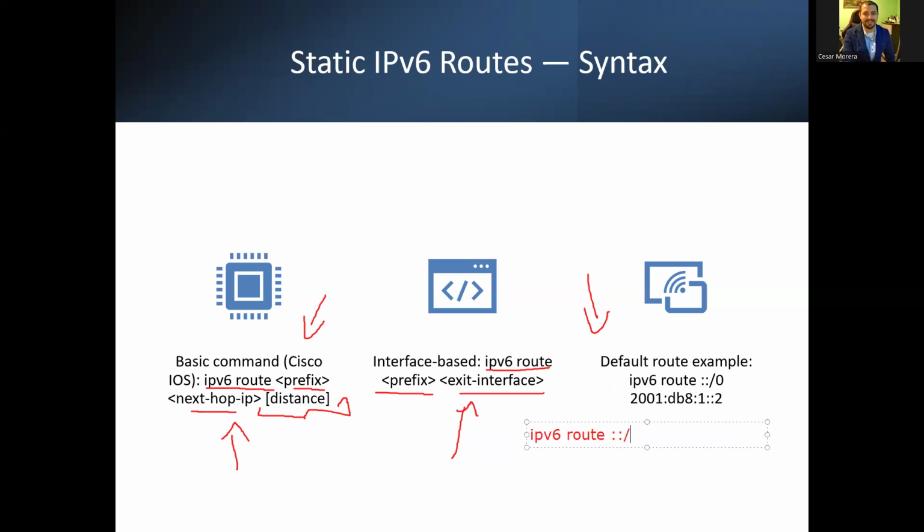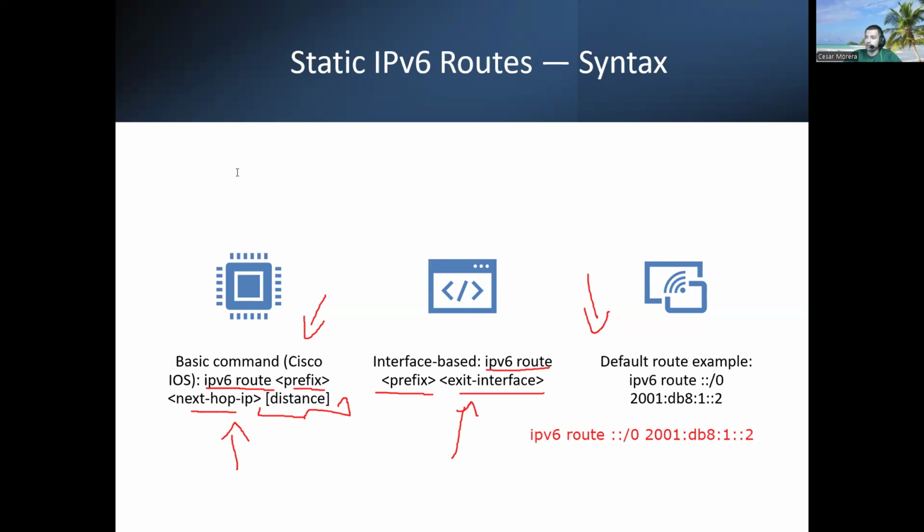Give me just a break. I got it. Colon colon 0, and then we have 2001:DB8::1:2, and that's an example in one single line of how to configure a default route in IPv6.